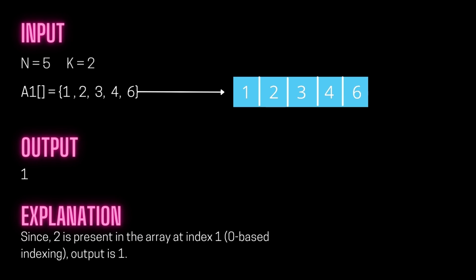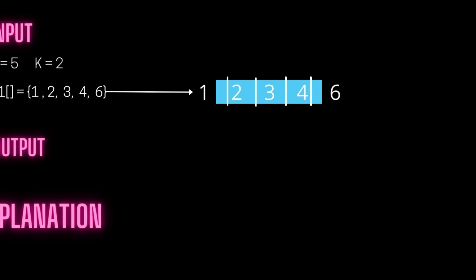We are given an integer k and an array of n elements. Our task is to check if k is present in the array or not. Here we can see k is equal to 2 and k is present in the array, so the output is 1. If the k is not present in the array, our output will be -1.